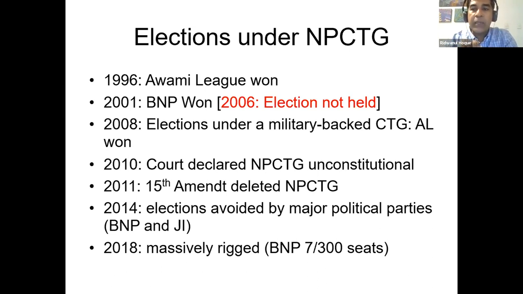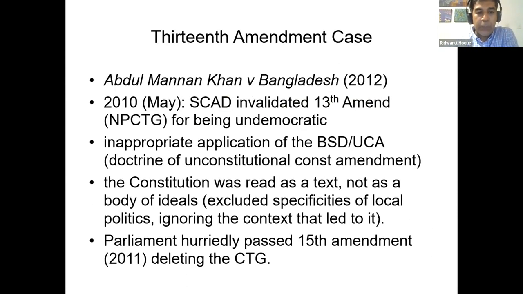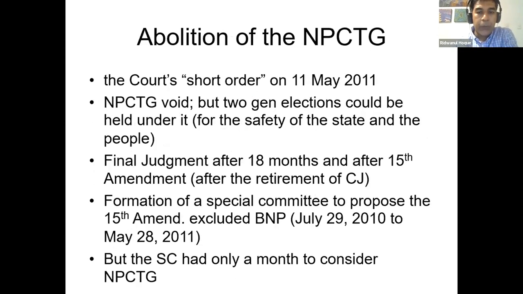But the point I want to make here is that the 15th amendment special committee, as you can see here, acted from 29 July 2010 to May 28, 2011. It started before the court declared the non-party caretaker government unconstitutional. Now, it acted for about a year or more than that. However, it dealt with the abolition of the caretaker government for only 1 month. And throughout the tenure of the special committee, they favored the retention of the caretaker government. And they finalized their report on May 28, 2011.